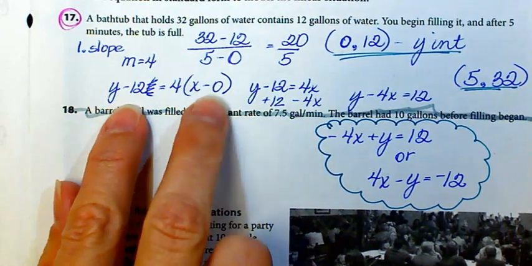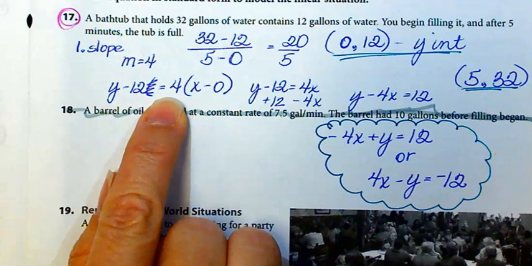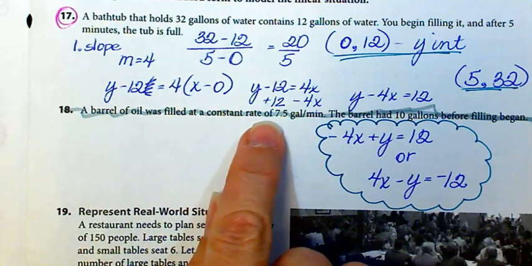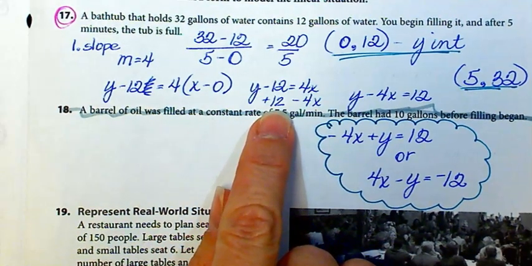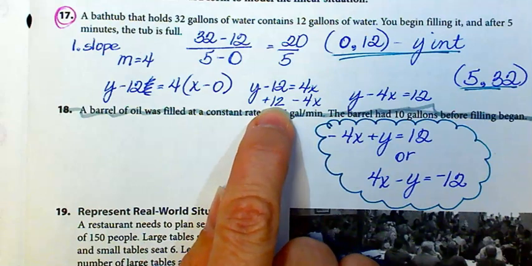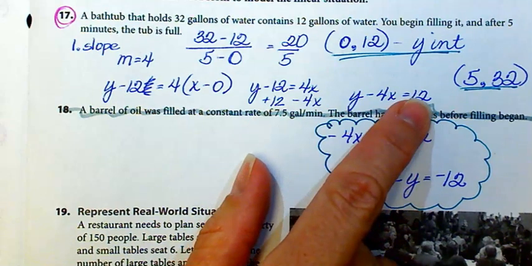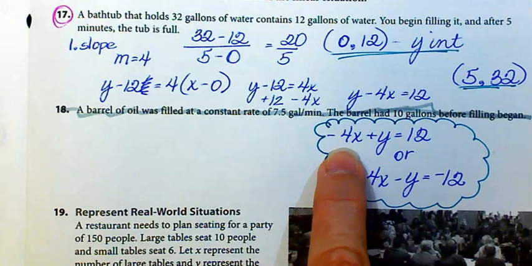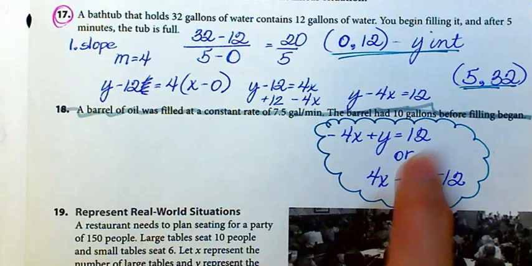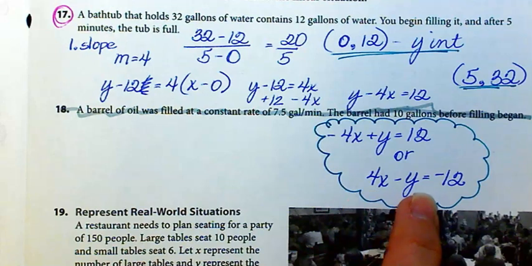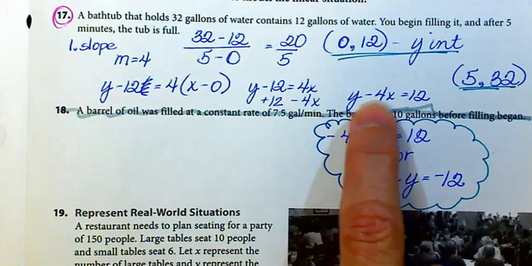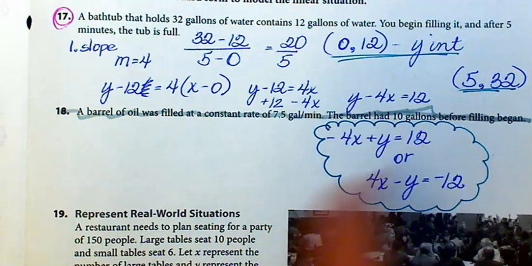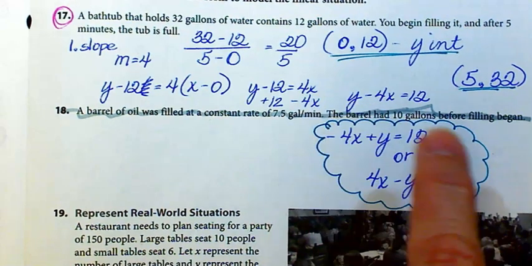Then I can take one of the points and the slope and put it into point slope form. Then I can convert it. Let's see, what did I do here? Yeah. And then I can move the 12 over here and move the 4x over here. And I can either write it negative 4x plus y is 12 or 4x minus y is negative 12. All I did was, when I got to here, standard form likes you to put the x term first and then the y term. So x term, y term, and then the number.